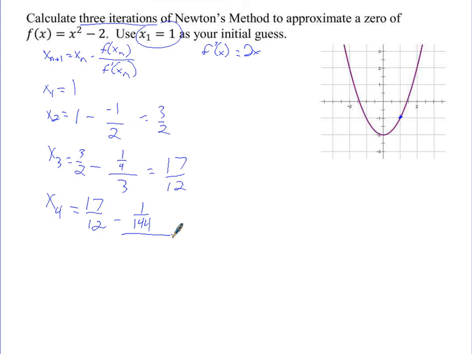All of that is divided by 2 times 17/12, 17/6. Yeah? Okay. All right, now we got to figure that out. So we have 17/12 minus 1/144 divided by 17/6. I'm just going to write that down. We have 17/12 minus what?